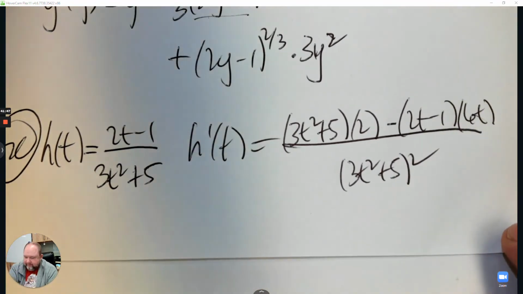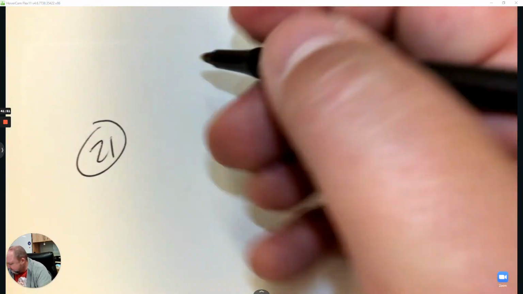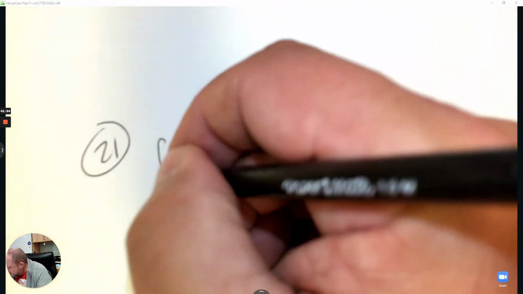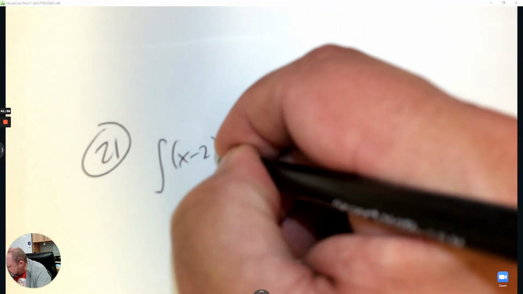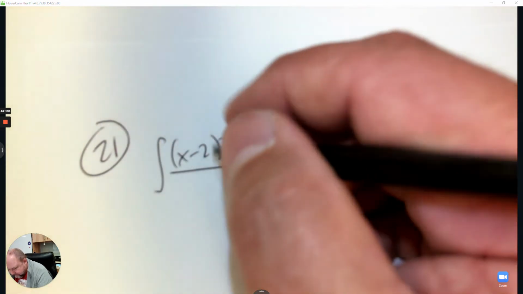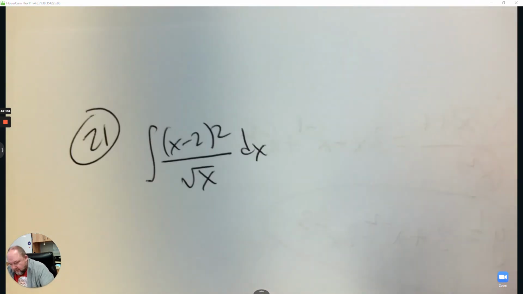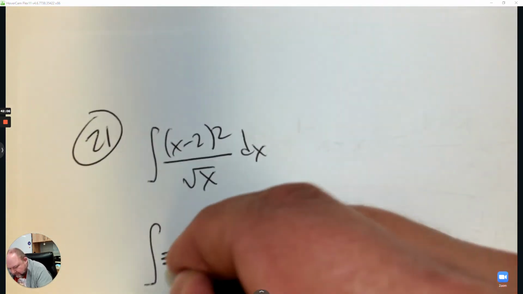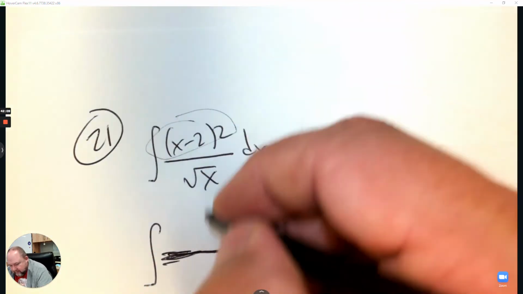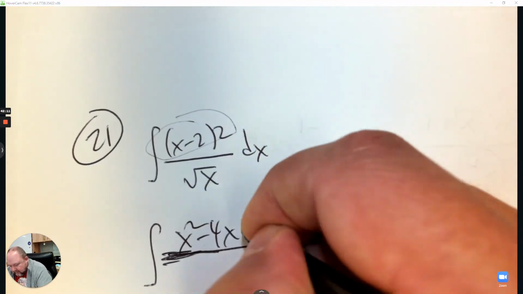Number 21. Antiderivative is integrating. So we're going to integrate (x minus 2) squared over the square root of x. We're going to expand the numerator. We're going to FOIL it. This is what it would look like if you FOILed it.